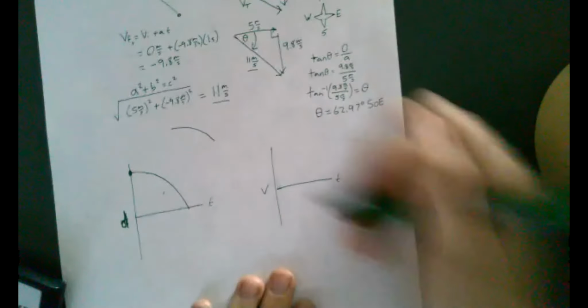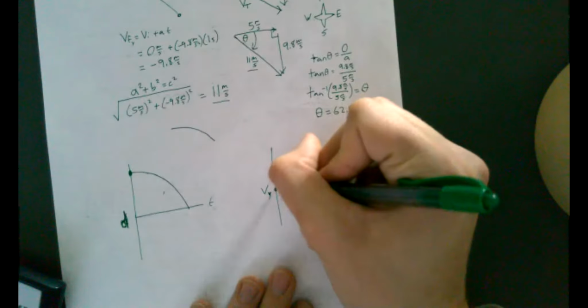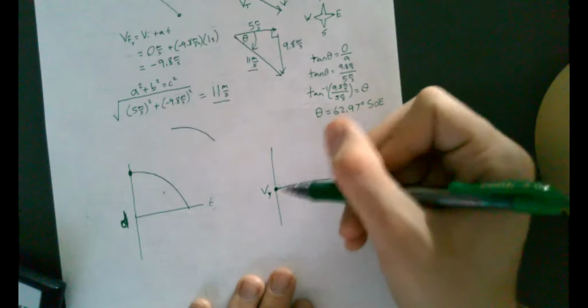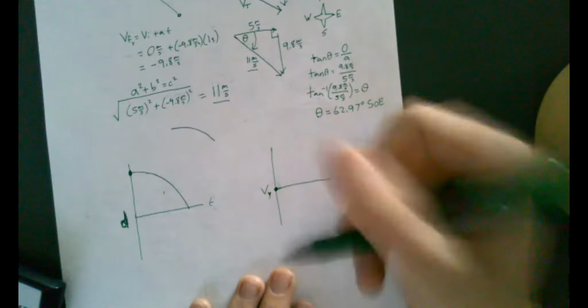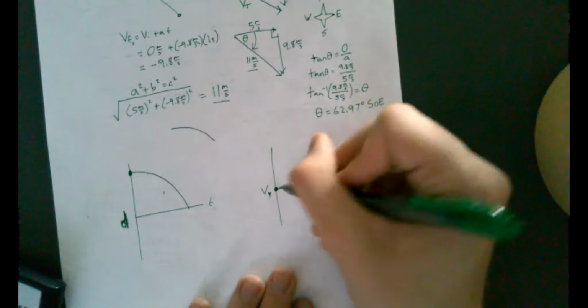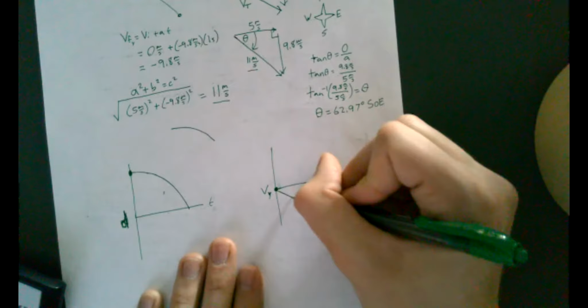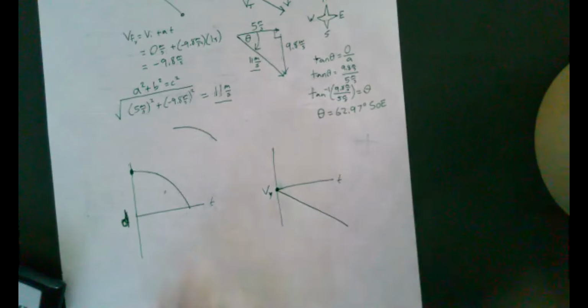Now, for velocity versus time, they're asking about the y direction. So we're going to start at 0 because the initial velocity in the y direction is 0. And then it's going to get faster, but it's going to get faster negatively. So it's going to get a larger and larger negative velocity. So that means instead of going up as it gets faster, it's actually going to go down as it gets faster, as the velocity gets larger and larger in magnitude, but further and further down in the negative direction. So that's what the two graphs will look like.